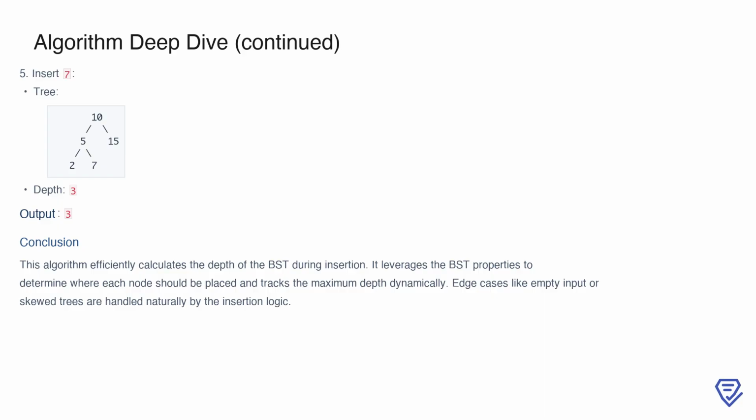This approach efficiently calculates the depth of the BST during insertion while handling edge cases like empty arrays or skewed trees. By leveraging the BST properties, we ensure accurate placement of nodes and dynamic depth tracking throughout the process.